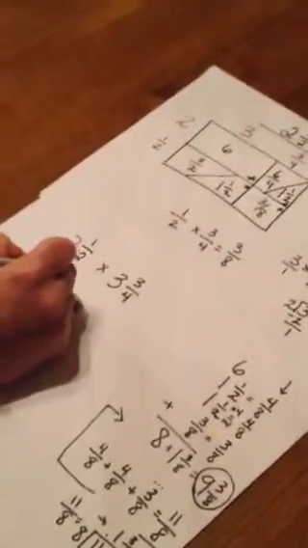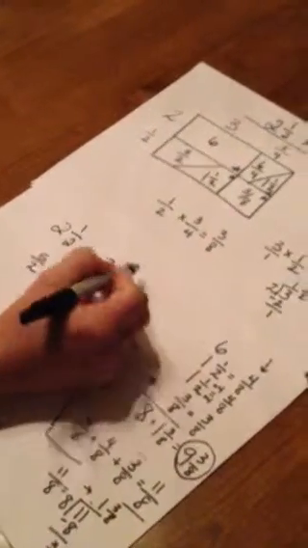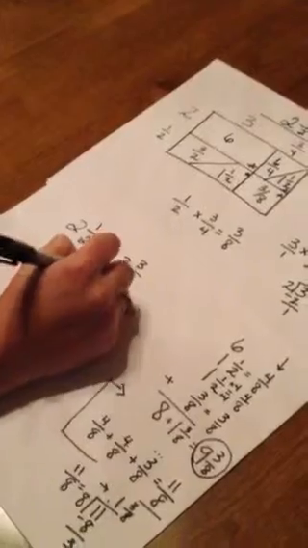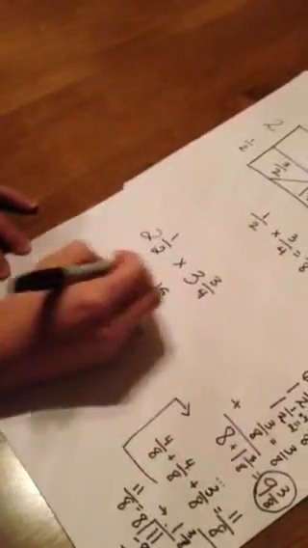Remember I said that to check your answer, you can also change these to improper fractions. If I wanted to change 2 1/2 and 3 3/4 to improper fractions, I know that 2 times 2 is 4 plus 1 is 5/2 times 3 times 4 is 12 plus 3 is 15 fourths. And then I have to multiply my numerators and my denominators.